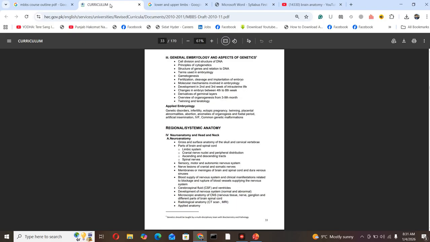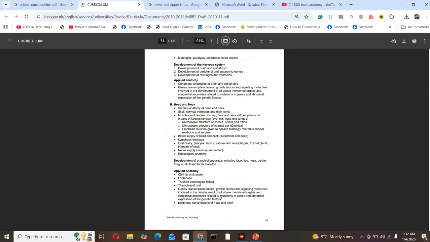In the head and neck and the neuroanatomy: membranes, meninges, blood supply, cerebrospinal fluid, ventricles, development of the nervous system in the first 18 years of the human body, normal and abnormal development, microscopic anatomy, nerve tissue, nerve ganglion, different parts of brain, spinal cord, radiological anatomy, CT scan, MRI scan, applied anatomy, and all the diseases and abnormalities of the neuroanatomical system related to it.